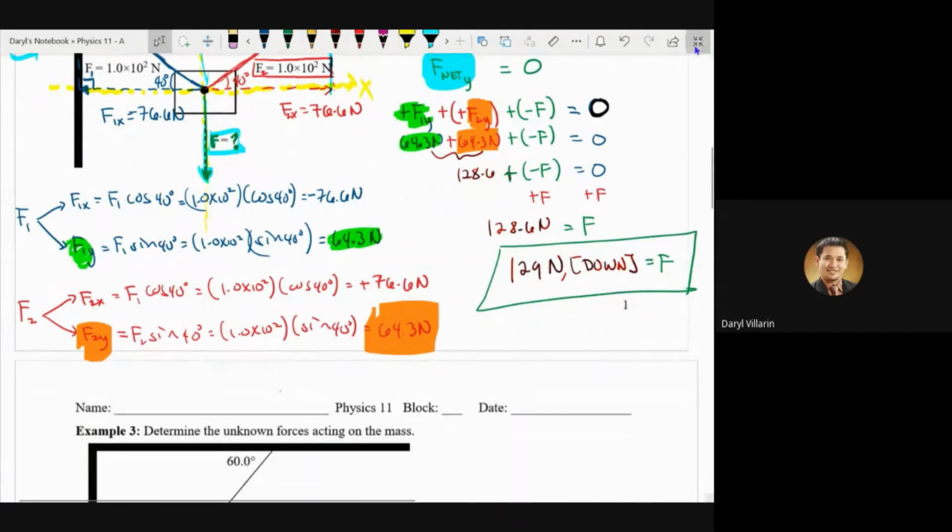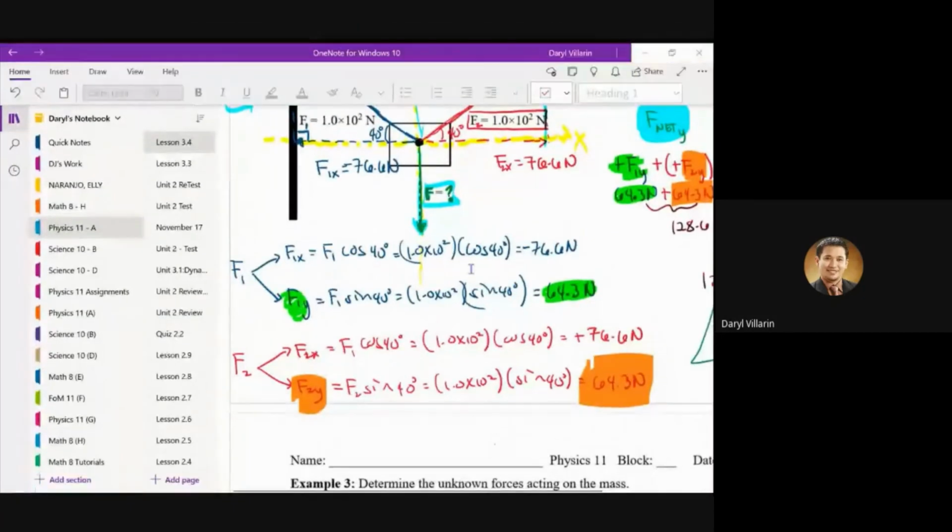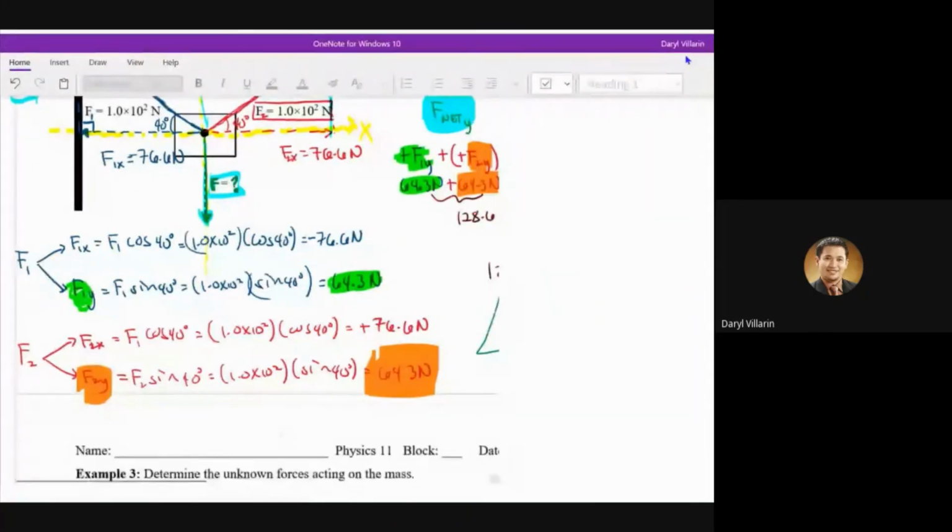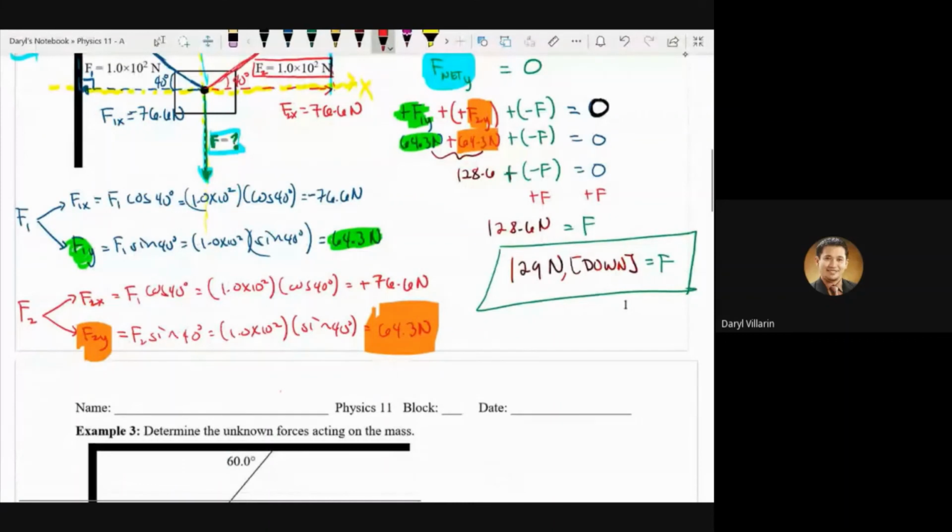Any question with this one here? Yeah, I have a question. Yes. So when you're finding the components for F2, why did you use F1 cosine 40? Oh, that's my mistake. Sorry. It should be F2. Thank you for that. Thank you, Valia. Yeah, it should be F2. So whatever is the subscript there, you should use the same subscript. That's the rule.